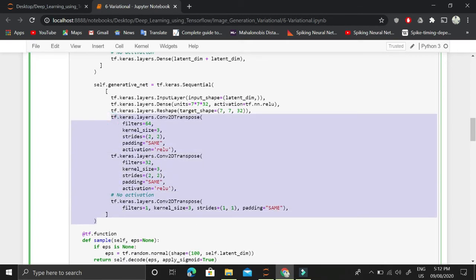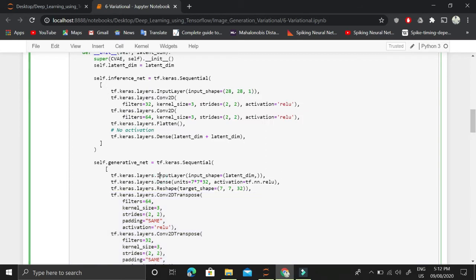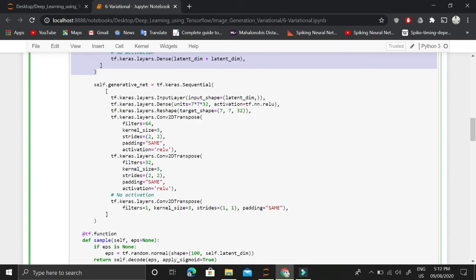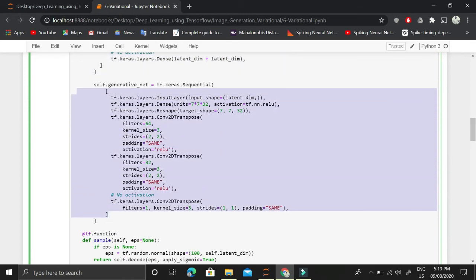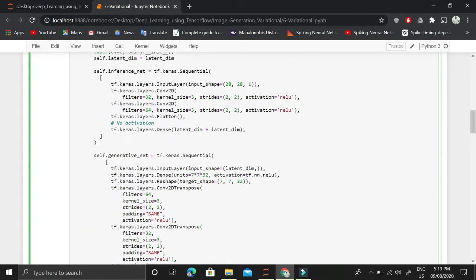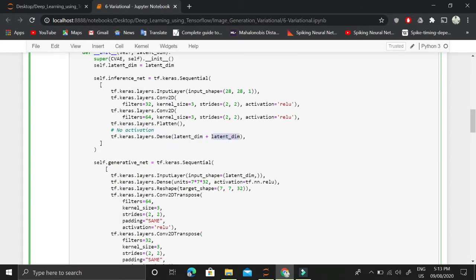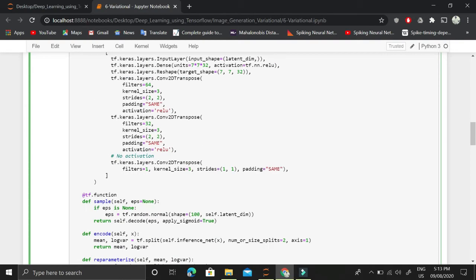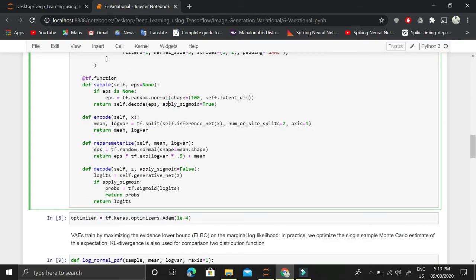This is a simple autoencoder kind of thing, but the only difference, as I've already explained, is this latent dimension plus latent dimension. So this part is the encoder part, or inference net part. This is the decoder part, or what we call the generative net part. This latent dimension plus latent dimension is just dividing this whole thing into mean and variance. Now there are four other functions that we need to understand.